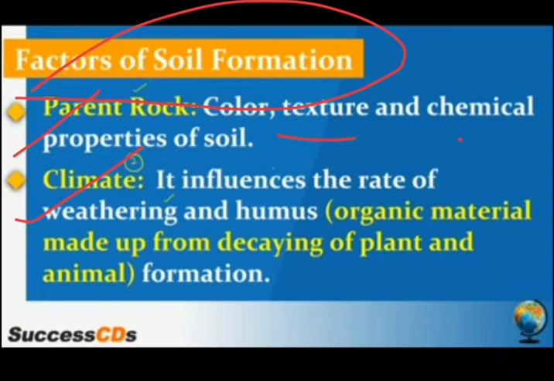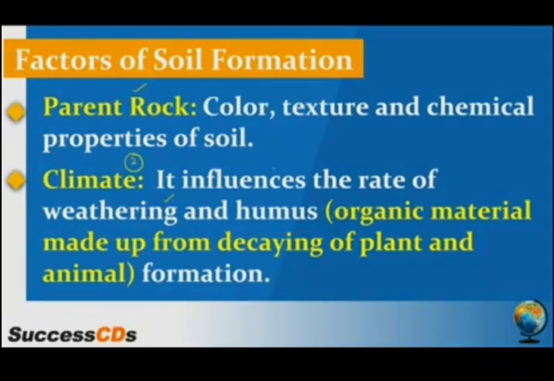It tells us what the color is, what the texture is and what the chemical properties are. Relief determines the altitude, slope and accumulation of soil. After this, climate also: climate determines temperature and rainfall. It also influences the rate of weathering and humus formation. Humus means organic material, made from the decaying of plant and animal matter.